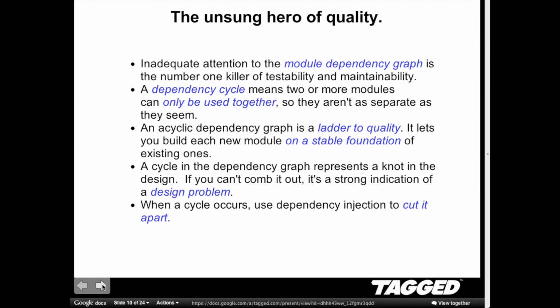So if you find that there's a cycle in your program, and I'm willing to bet, go back to any program of any non-trivial size that we are using, and you will find them. It is usually a strong indication of a design problem. And what you have to do is cut it apart. So the question is, where do you cut?